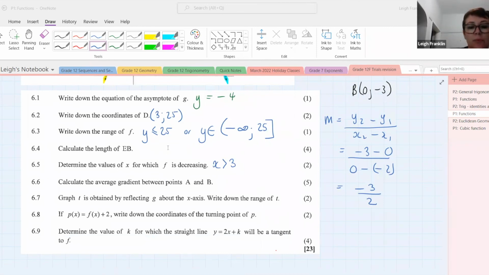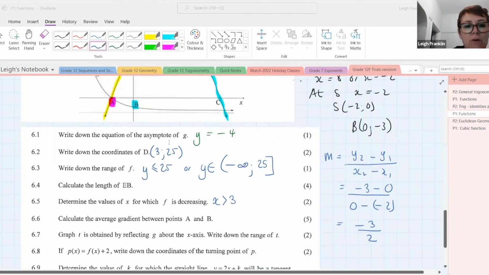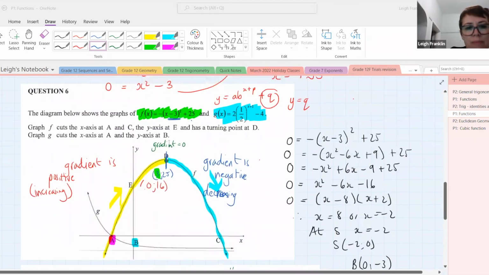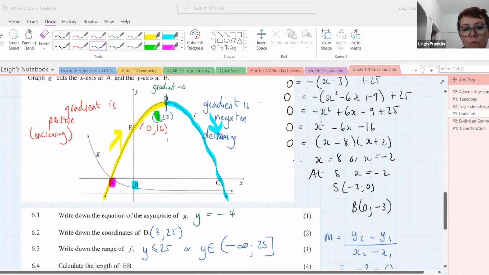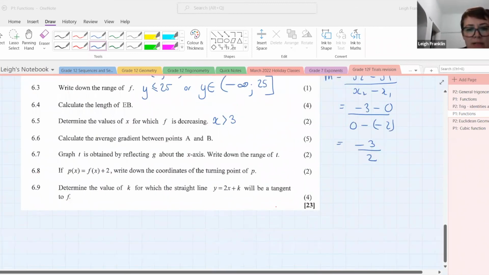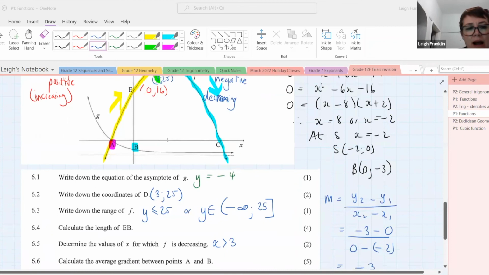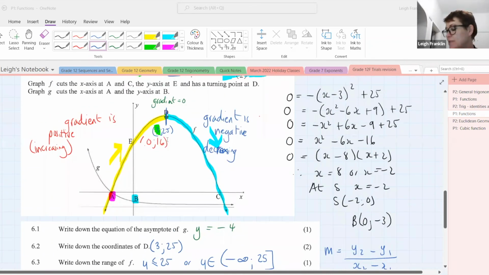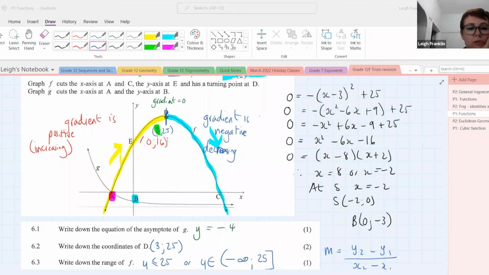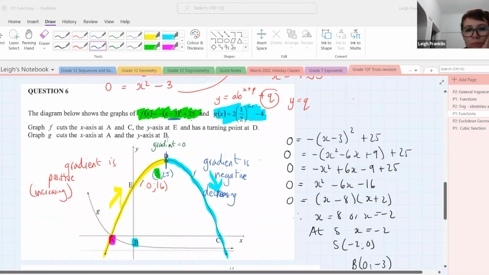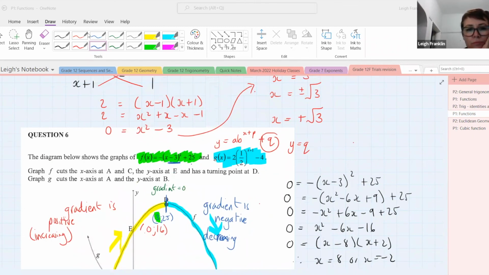Okay, question 6.7. The graph T is obtained by reflecting G about the x-axis. Remember G is our exponential function. So they want us to reflect it about the x-axis, and write down the range of T. If we take our exponential function and reflect it over the x-axis, what's going to change sign? The y, absolutely. So y changes sign when we reflect over the x-axis, 100%.